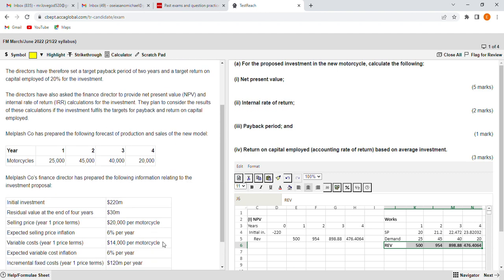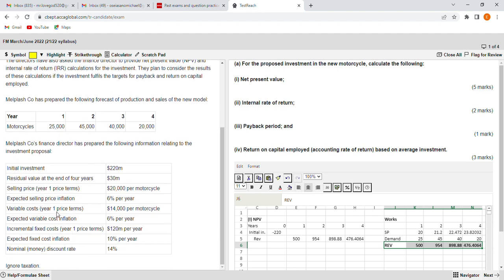Now, what do we have here? Variable cost 14,000. So we have our variable cost also. Year one is in current price terms, so year one is not inflated. So 14,000, ignore your three zeros, so 14. Now you inflate it, so equal to the 14 multiplying bracket open 1 plus 6%, that's the inflation, bracket close, enter, drag to year 4.